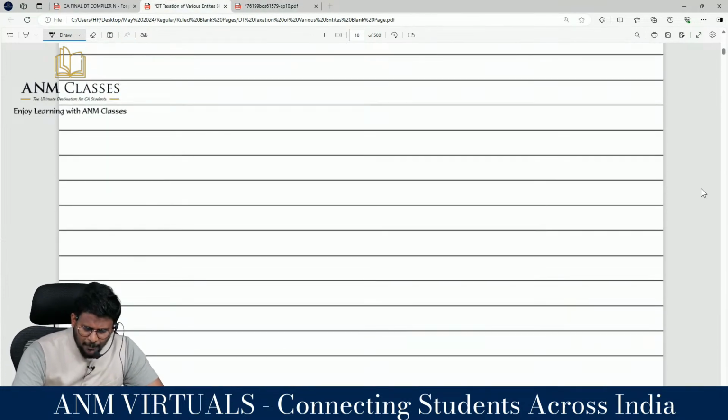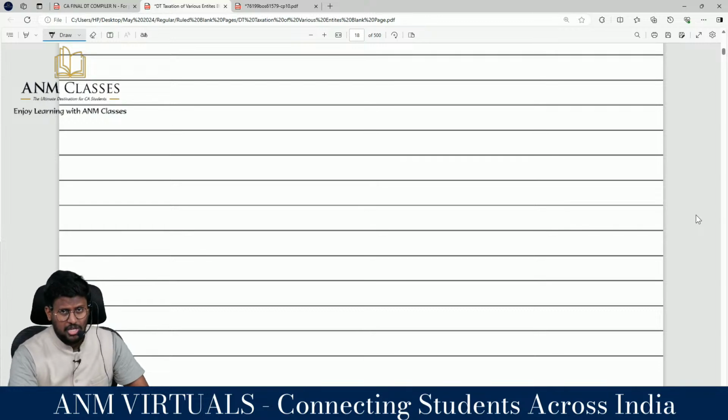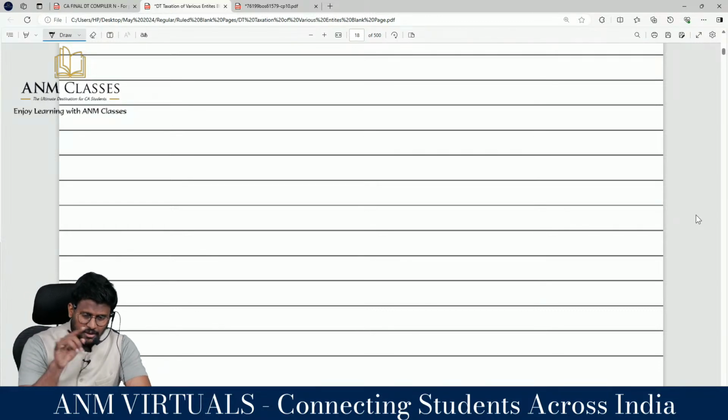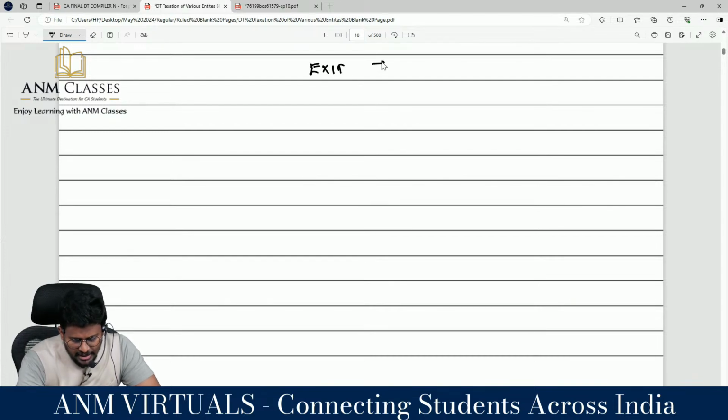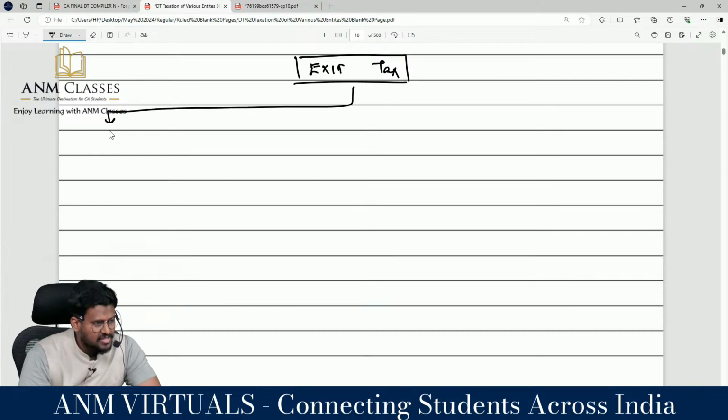So what they are trying to say is, I'll be drawing a chart. If you want, you can draw along with me, because this topic can be consolidated in a chart. What they are saying is that exit tax is to be paid. Under these circumstances, you are liable to pay the exit tax. You have changed the form.